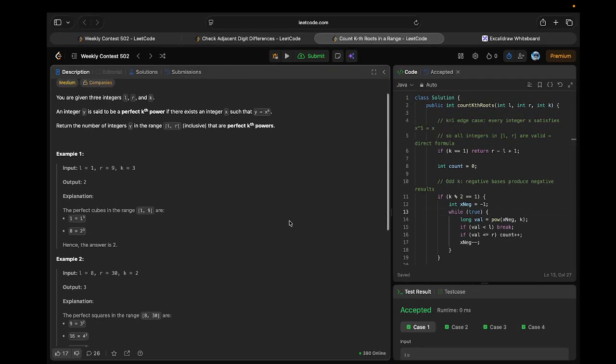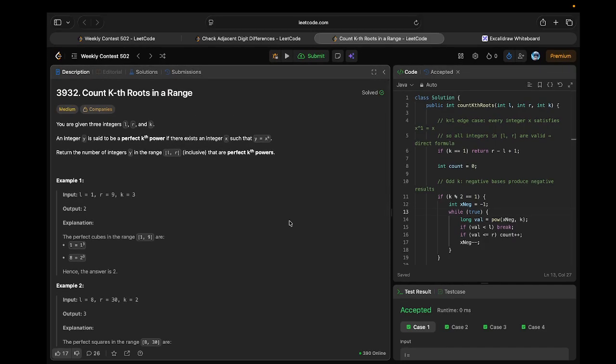The second problem is quite good, right? I also wrote down some comments, because I faced a little bit of difficulty while solving it, since there are a lot of edge cases. You are given 3 integers l, r and k. An integer y is said to be a perfect k power if there exists an integer x such that y is equal to x to the power k. Return the number of integers y in the range L to R inclusive that are perfect k powers.